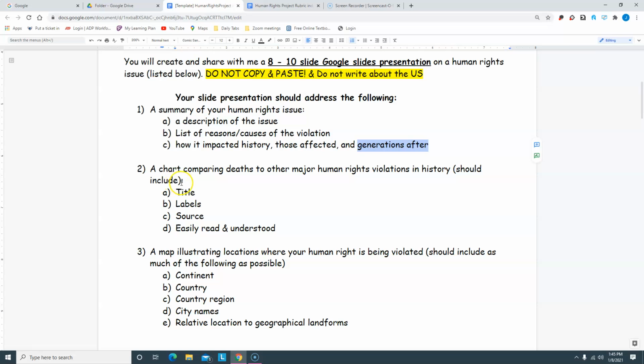Two, I want to see a chart comparing deaths to other major human rights violations in history. This chart should include a title, labels, and a source. It should be easily read and understood. I should be able to look at your chart, whether you find it off the internet, or you created your own chart based on the research you found, and that's acceptable as well. It's wonderful. But I should be able to clearly see and understand the link between your chart and your human rights issue.